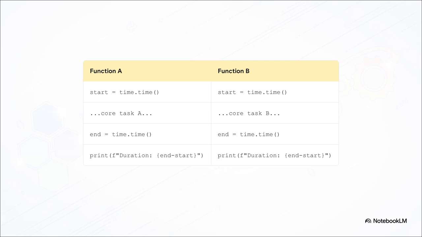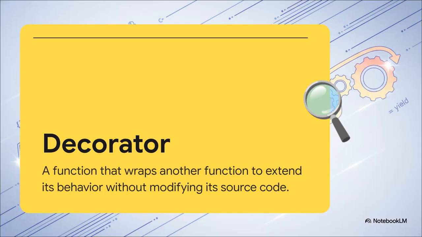And here we go. This is a perfect example of what I'm talking about. Just look at these two functions. Yeah, the core task is different. One does task A, the other does task B, but that timing logic, starting the clock, stopping it, printing how long it took, it's identical. It's copy-pasted. This is a classic violation of the DRY principle. There's got to be a better way, right? And there is. It's called a decorator.